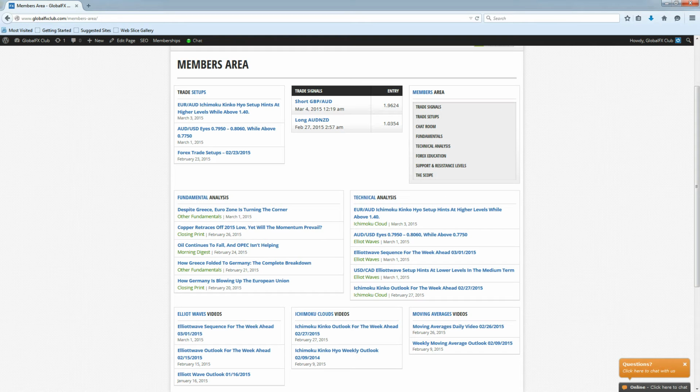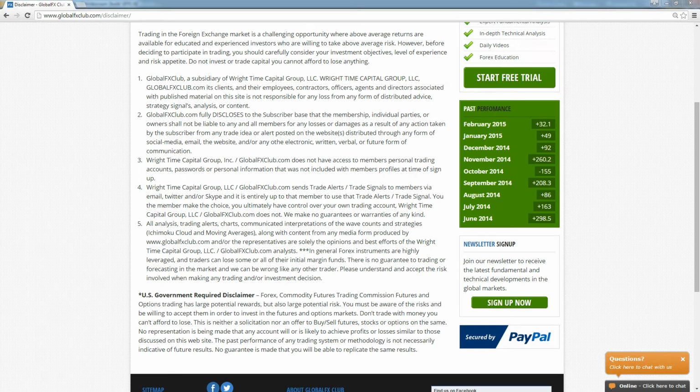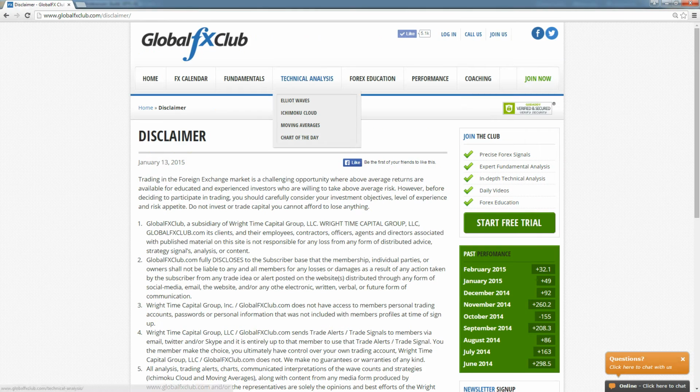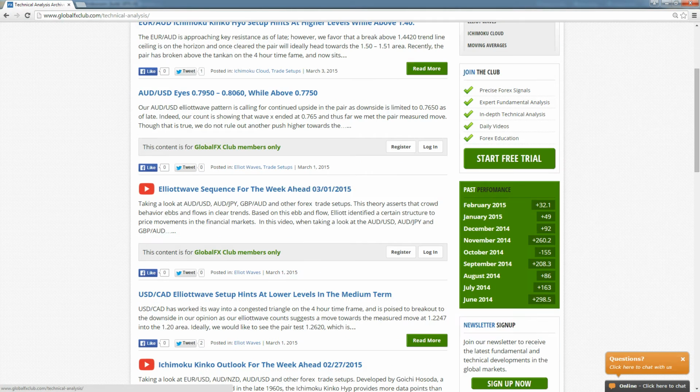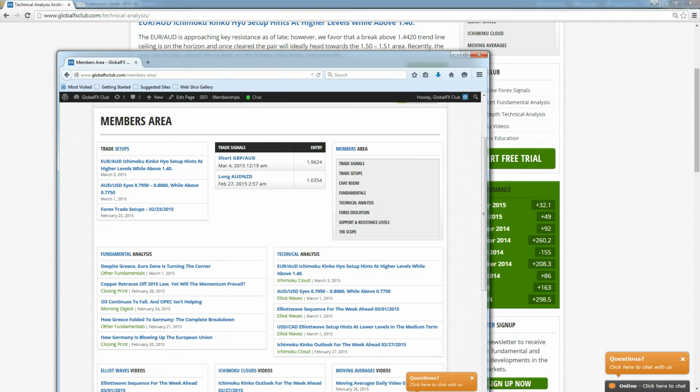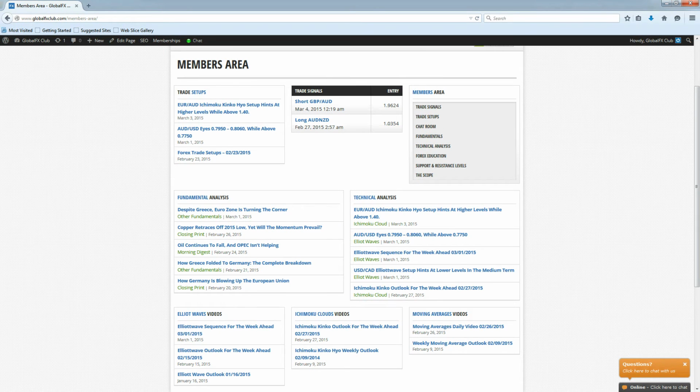Also, we are a lot more active on both the technical and on the fundamental side, as you guys can see here too. On the front end, some things will be blocked for members only. But in the back end, you guys will have everything there, as you can see here. This content is for Global FX Club members only, whereas in the back end, everything is released. So, you guys have clear notice on that angle.